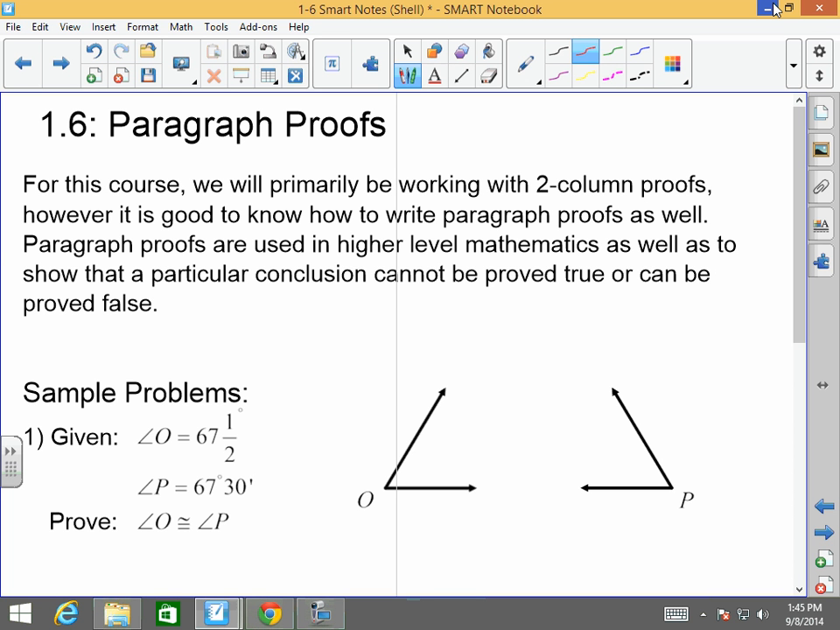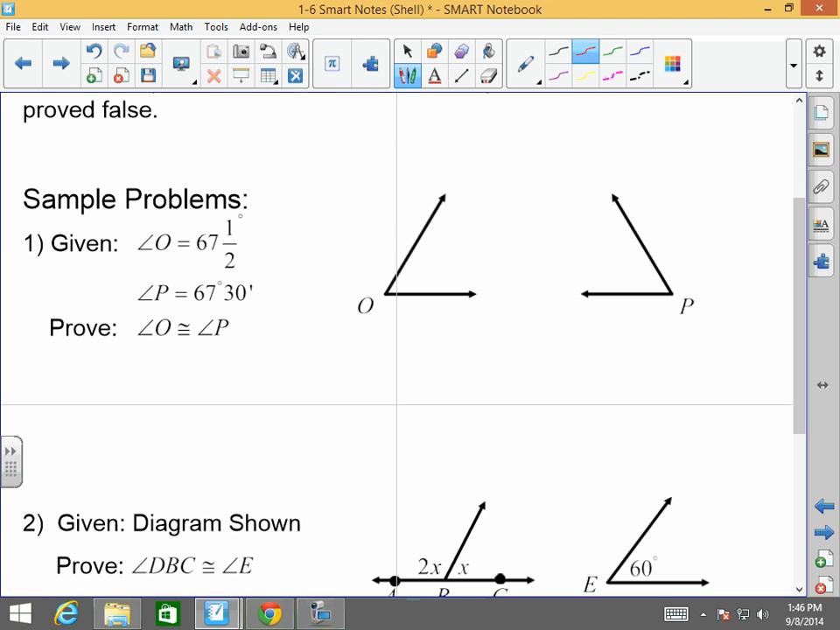So let's just go ahead and look at our first problem. For sample problem 1, guys, okay, the given here is that angle O is 67.5 degrees. Another given is that angle P is 67 degrees and 30 minutes. They want to prove that angle O is congruent to angle P. Well, we could do a two-column proof here, but today I just kind of want to go over the skill of being able to write this out, okay, in a paragraph form.